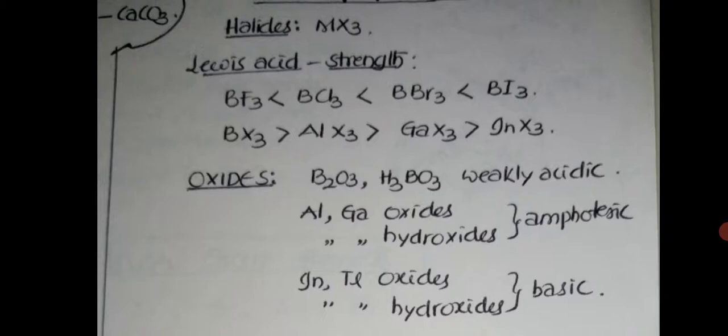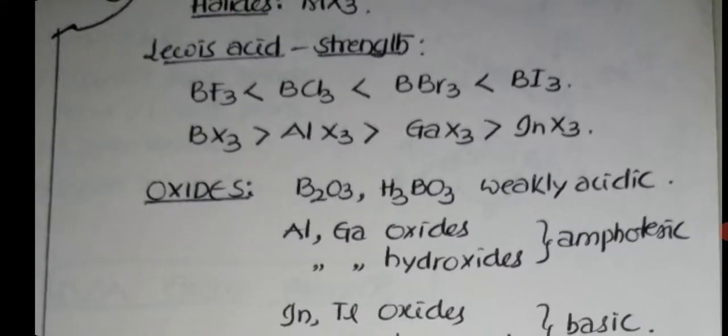Their Lewis acid strength is very interesting. BF3, BCl3, BBr3, BI3. If you see, BI3 is more acidic. The reason is BF3 has back bonding. Boron and fluorine are almost of the same size. Because of this, back bonding ability is maximum in case of BF3. So it is a weak acid. But if you consider boron, aluminium, gallium, indium, boron acids are better.